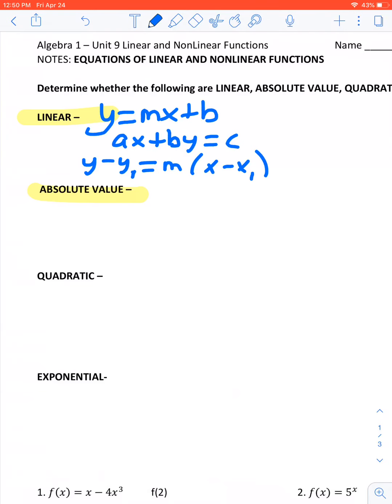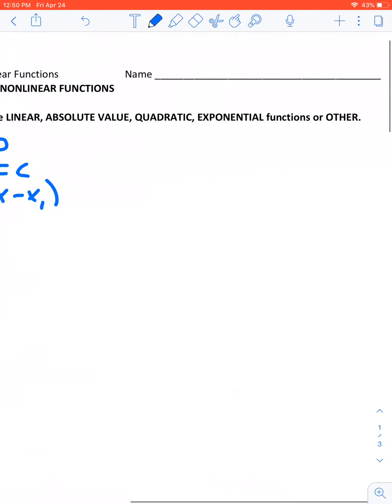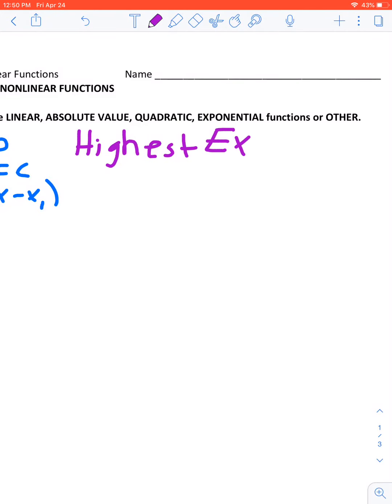But there could be some equation that looks similar to that. How do we know if they're for sure linear? The best way to determine if something is linear or not: the highest exponent is 1. And the highest exponent is called the degree. An exponent is that little number we talked about in Unit 7b. Mathematically you're going to see that called degree. The highest exponent equals 1.